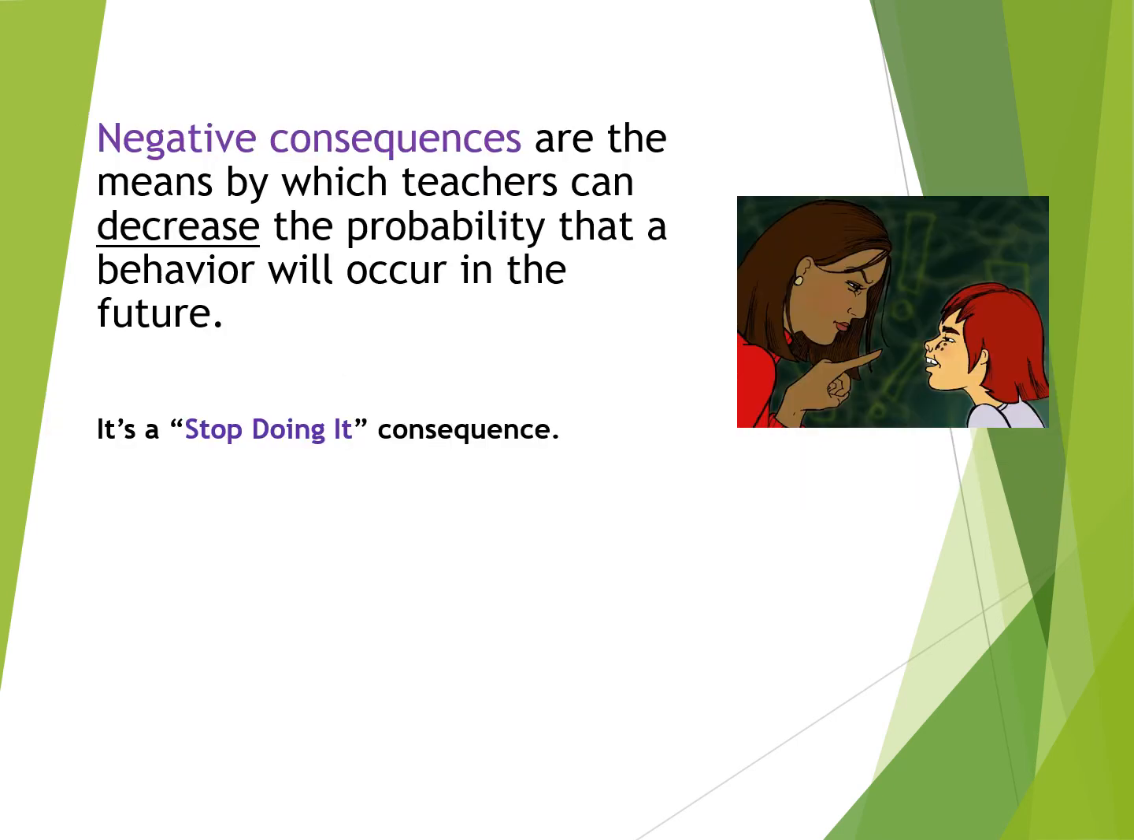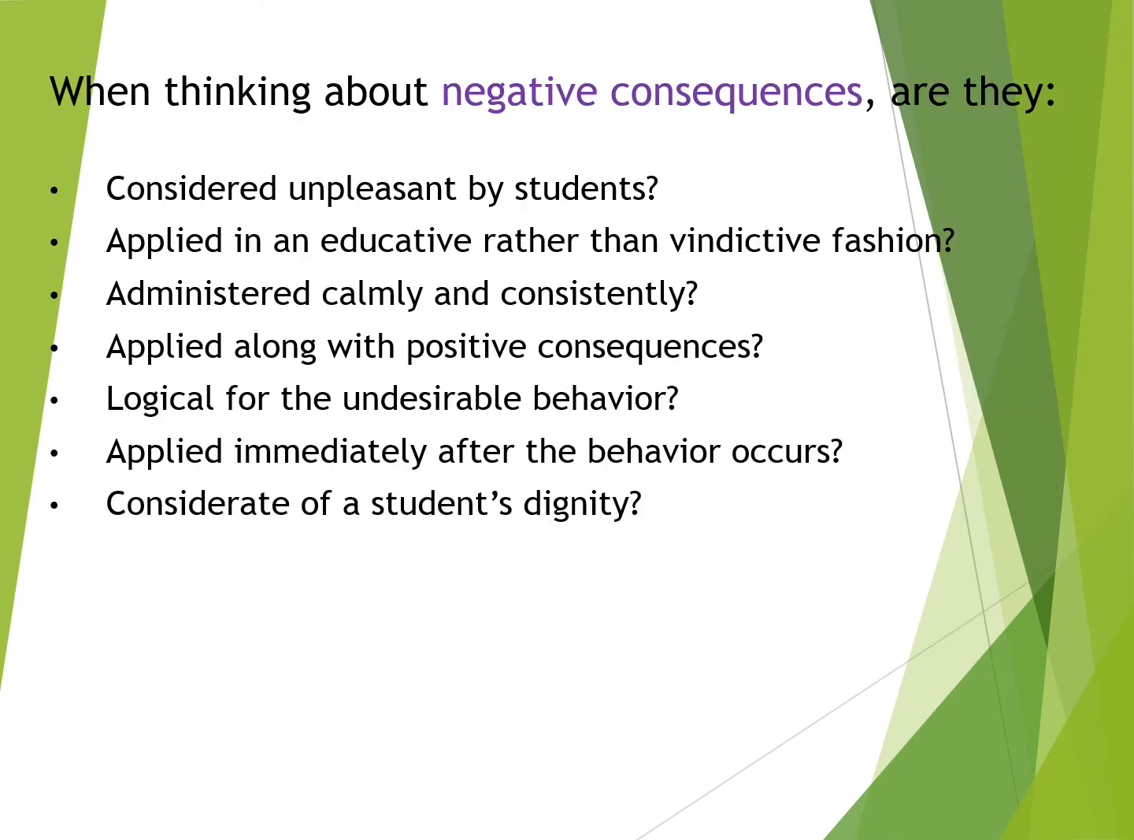Conversely, negative consequences are the means by which teachers can decrease the probability that a behavior will occur in the future. And again, this is what I call a stop doing it consequence. When thinking about negative consequences, it's important to keep these things in mind. Are they considered unpleasant by students? Are they applied in an educative rather than a vindictive fashion? So that's important to keep in mind. You never want to have it be a knee-jerk kind of reaction.